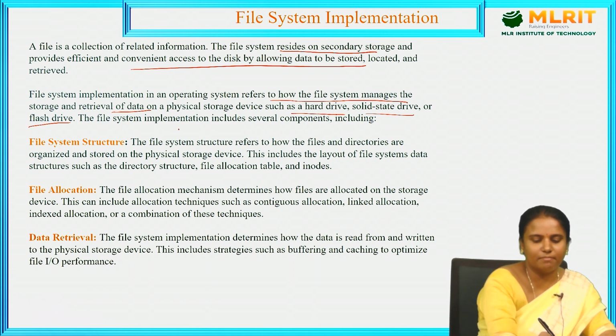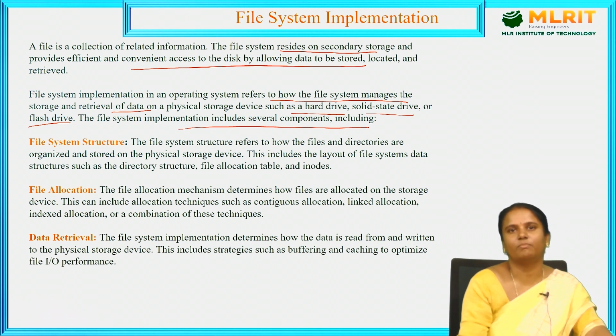The file system implementation includes several components. What are they? Let us see. The first one is file system structure and the second one is file allocation and data retrieval. File system structure is how we structure the file system and find the files and directories on the storage devices. File allocation is where you want to allocate the files in a certain storage device, disk drive or secondary storage. Data retrieval is whatever data you want to read, write or update in that file. Let us see the first one, file system structure.